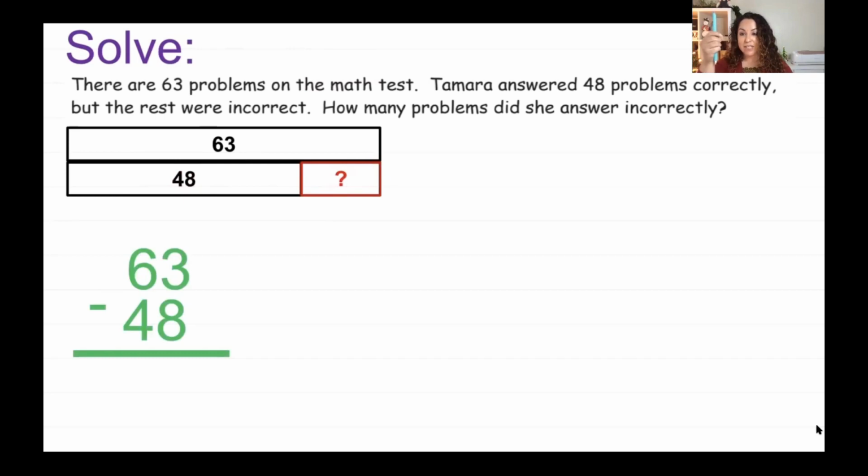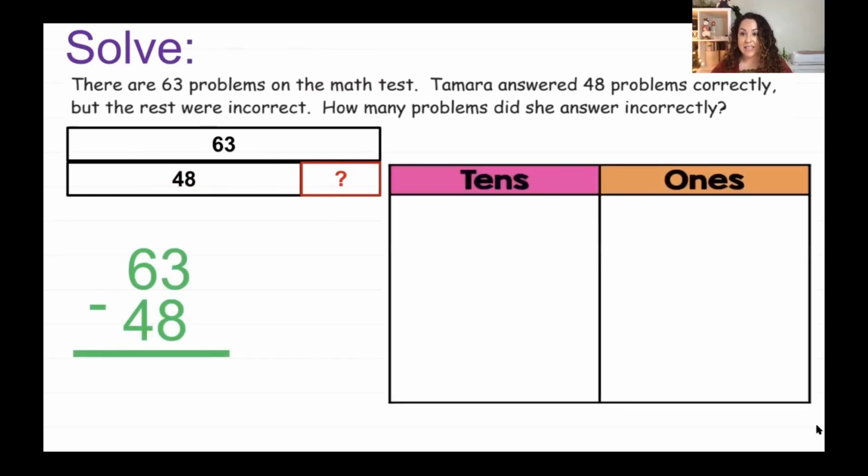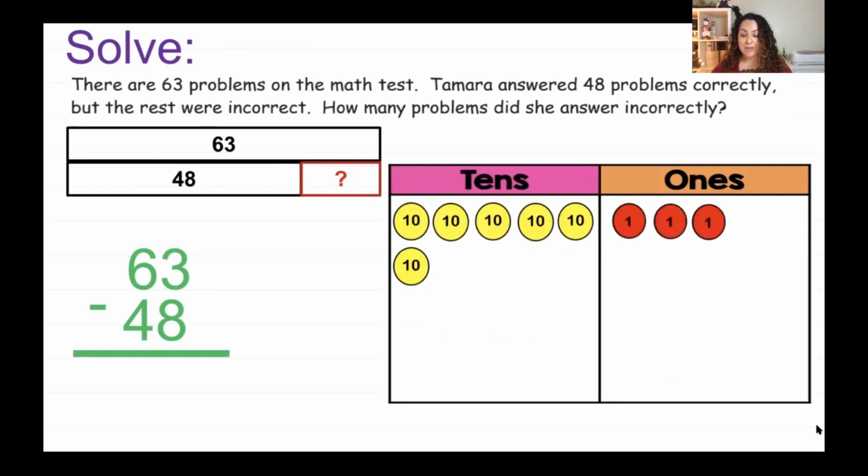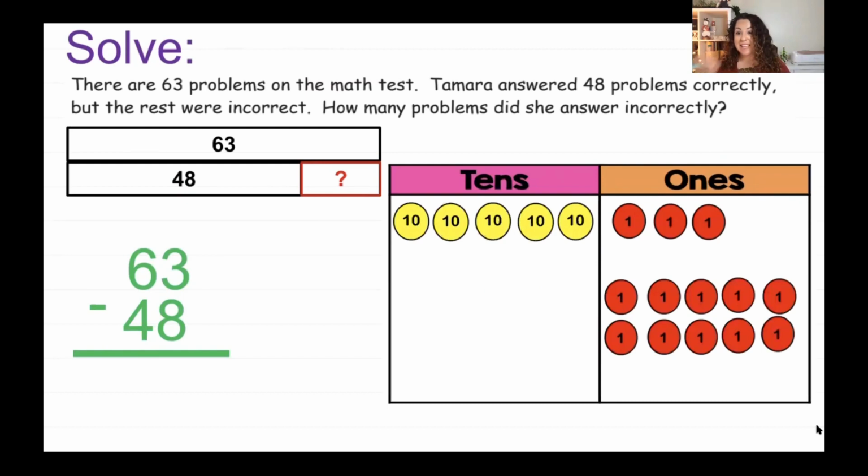But we have to figure out this part. Let's write it vertically, and then let's go ahead and take out our materials and let's do our tens and our ones. So I'm going to start with 63. I have 6 tens and 3 ones. Now let's take away 48. Now it's kind of hard to take away 8 ones when I only have 3. So what do I have to do? I have to unbundle. So let's go ahead and move my 10 over and let's make 10 ones. So now we can subtract 8. So there goes 8 ones.